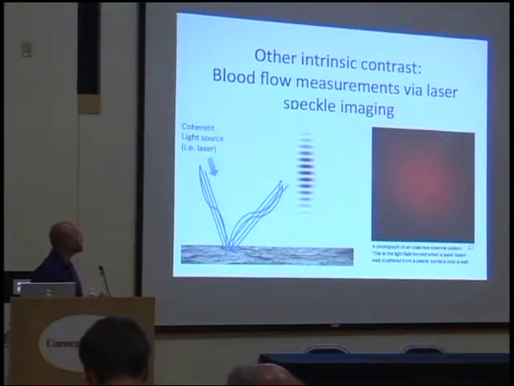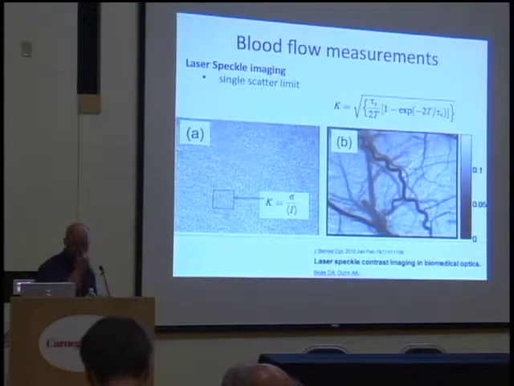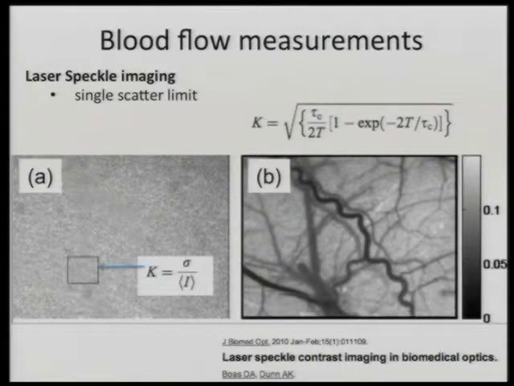With laser speckle imaging, you take a coherent light source, shine it on a sample, it comes back, and it creates an interference pattern. If that sample is moving, that interference pattern changes over time. And if you measure either the spatial coherence or the temporal autocorrelation, you can determine velocity from this. This is a kind of cool technology that was developed about 10 years ago.